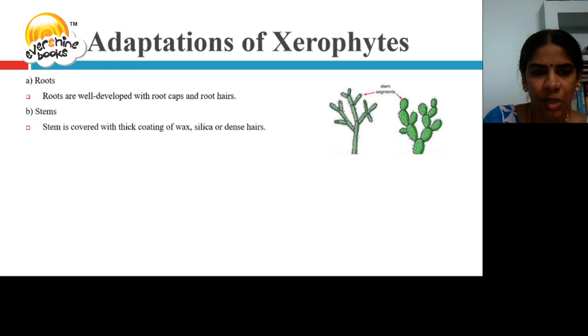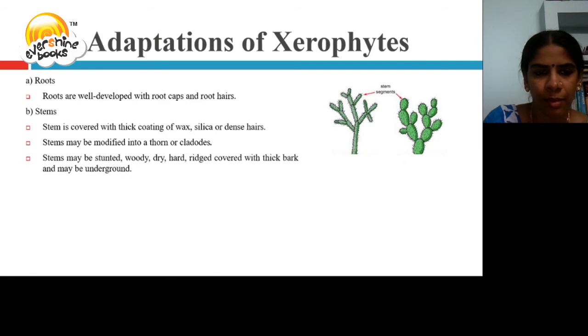Either the stems are coated with wax, silica or hairs. Stems are also modified into thorns so that a smaller amount of water is expelled out. These stems modified into thorns are known as cladodes. Stems may be stunted, that is small, woody, dry, hard, ridged, covered with thick bark and also may be underground.